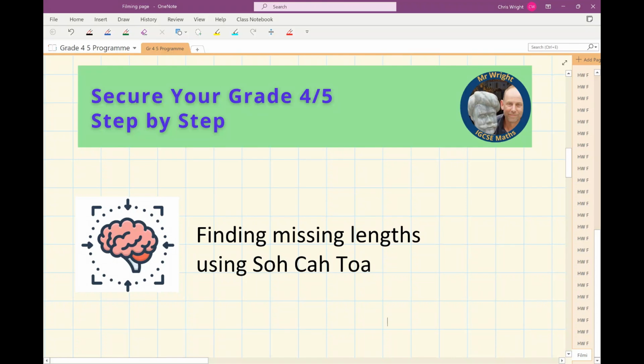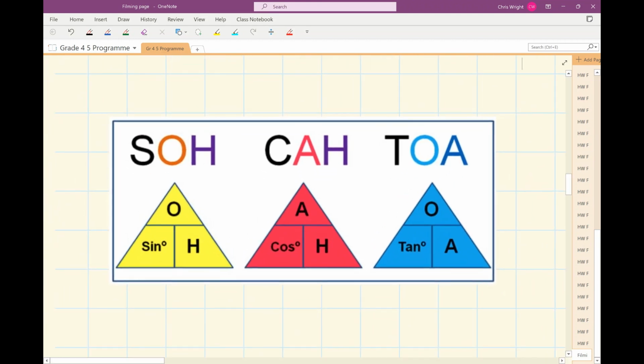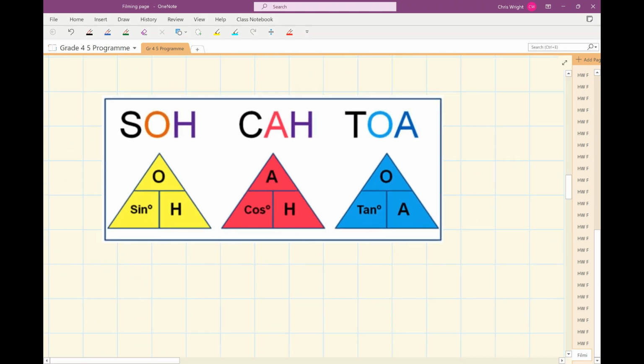Right here, and in this film we're going to understand how to find missing lengths using trigonometry, using SOHCAHTOA. Let's first of all remind ourselves of our formula triangles here, and you need to be able to write these out. So if you're not sure, you can use the rhyme SOHCAHTOA, and if you want to just practice writing out these formula triangles, press pause, write them out, and check your versions against the film.